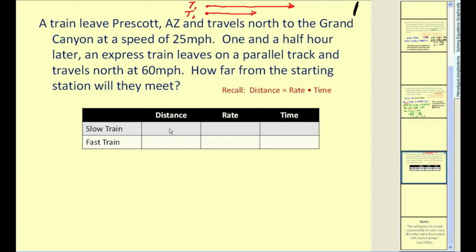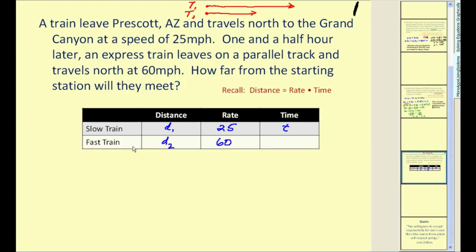In either case, we don't know the distance. So for the slow train, I'll call this distance 1, d sub 1. The rate is 25 miles per hour. We don't know time, so we'll set time equal to t. Now for the faster train, again, we don't know the distance, so we'll call it d2. But we should recognize that when they meet, d1 will equal d2. The rate of the faster train is 60 miles per hour.